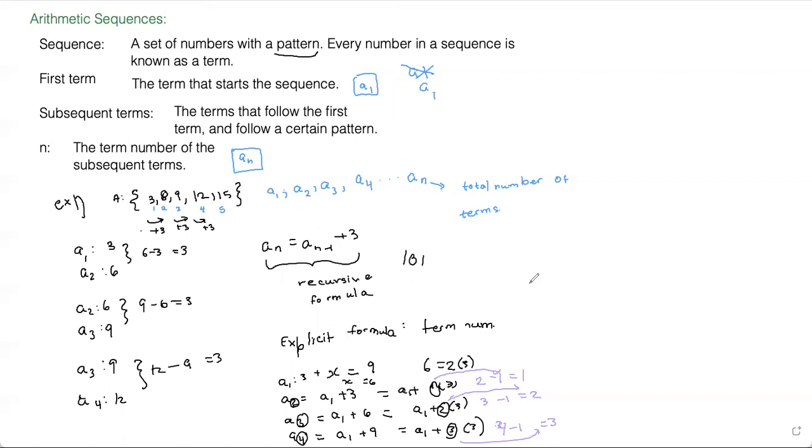So let's generalize this a bit, right? We know that from this example, there is a number that is being multiplied by another number, adding to the first term. And we also found that there was a relationship between the term number, subtracting 1, and multiplying it by the same number, right? So let's just put some words to this to make it clear.